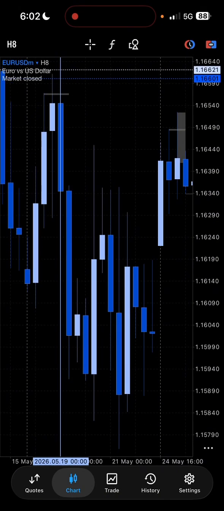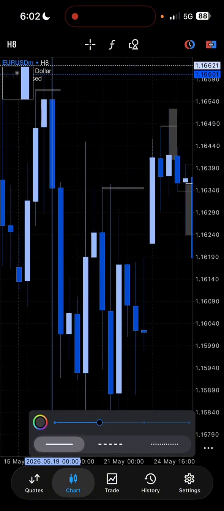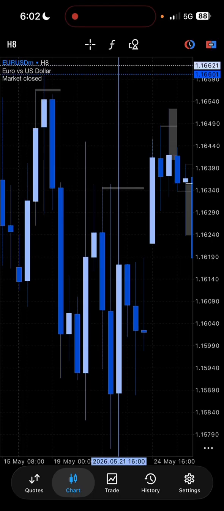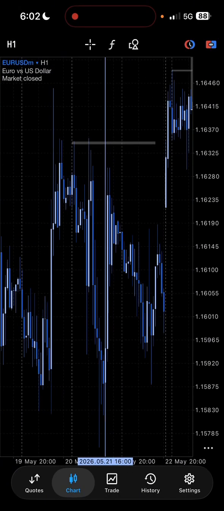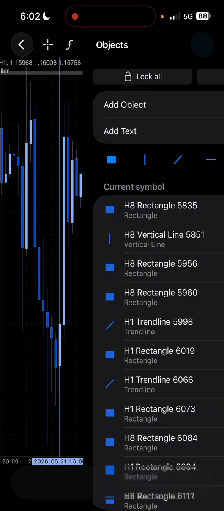Then we go to the 8 hours again. 8 hours, so we look for rejection first. Then next thing is we come down to the 1 hour. 1 hour gives us a breakout. This should have been a stop loss.